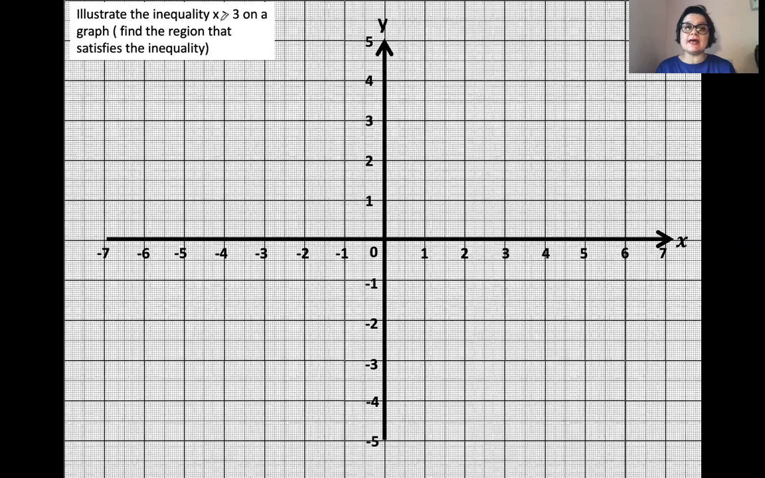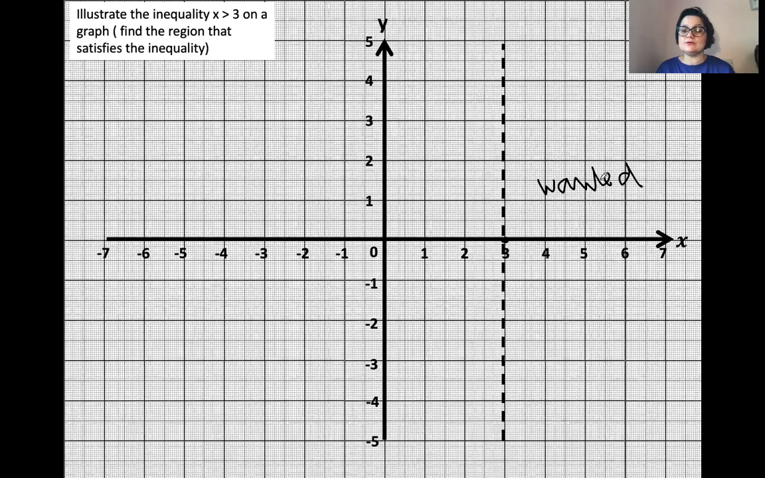Illustrate the inequality x bigger than 3 on a graph. X bigger than 3. So you plot the x equals 3. It's going to be here. Then you need to draw the graph x equals 3. But be careful here because it says x bigger than 3, so you need to draw a dotted line. So x bigger than 3, the wanted area is going to be this area here.